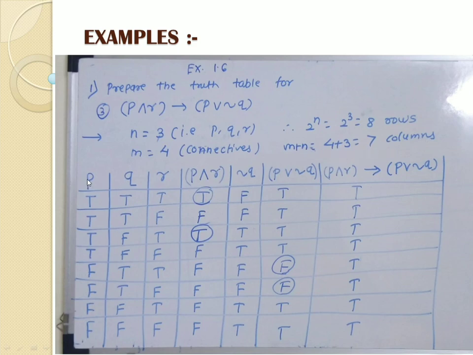So while writing the values of P, Q, R, when there are three statements, first write P: in the column of P, 4 times T, 4 times F. In the column of Q, 2 times T, 2 times F, 2 times T, 2 times F. And in the column of R, T, F, T, F, T, F, T, F alternate values. So there are a total of 8 values. Again using the properties of conjunction, negation, disjunction and implication, this is the answer of this truth table.